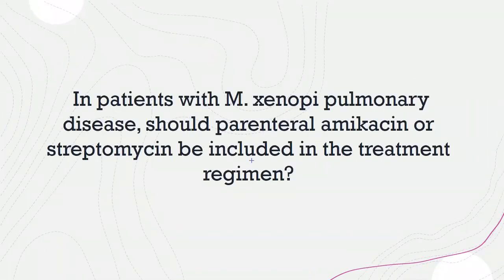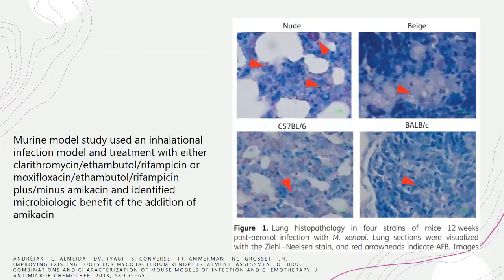The third question we want to answer is, should I add IV amikacin? Remember, we talked about how in patients who had severe bronchiectatic or cavitary disease or macrolide-resistant MAC disease, we usually reach for IV amikacin or streptomycin. Can we apply the same thing to our Mycobacterium xenopi patients? A lot of this data actually comes from murine models. This is a murine model study that used an inhalational infection model, and they treated the mice with a macrolide regimen or a fluoroquinolone regimen with or without amikacin.